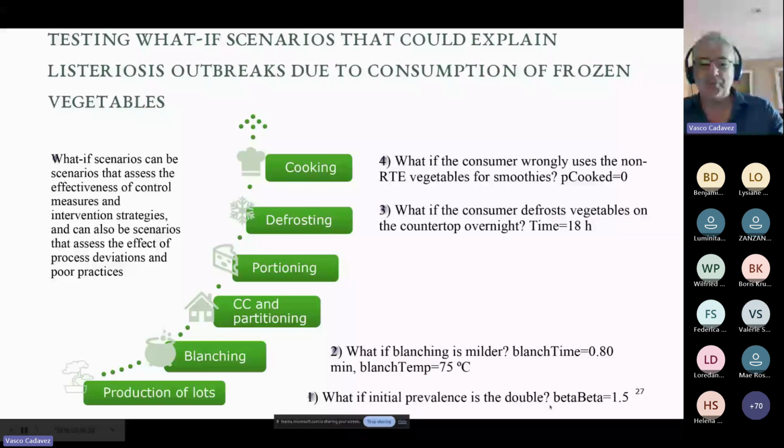At blanching, what if blanching is milder? Blanching time 0.8 minutes, and blanch temperature 75. So this is an important process. Defrosting. What if consumer defrost vegetables on the countertop overnight with a long time at environmental temperature? What if the consumer wrongly used the non-ready-to-eat vegetables for smoothies? They don't cook it. They prepare a juice, for example, with the vegetables, and they take it directly. So these are 4 steps that can be important.